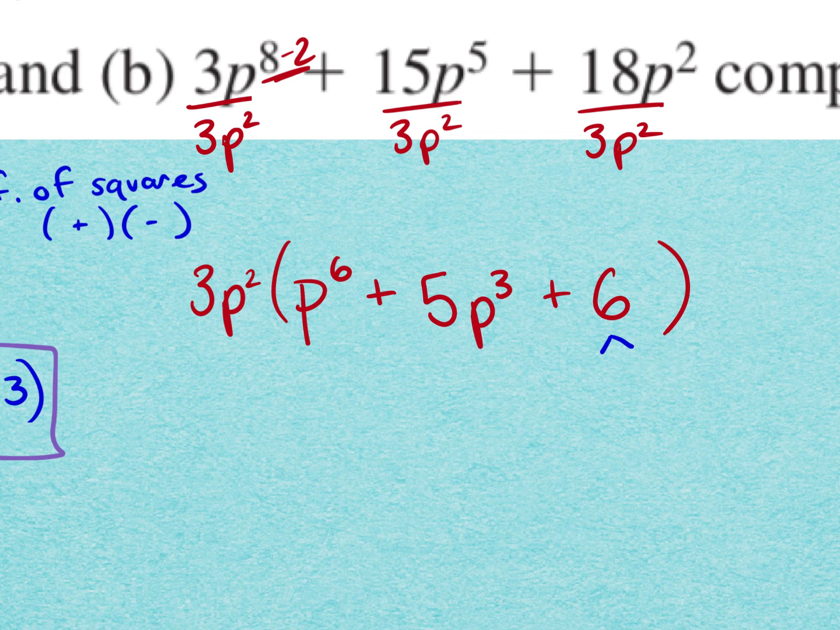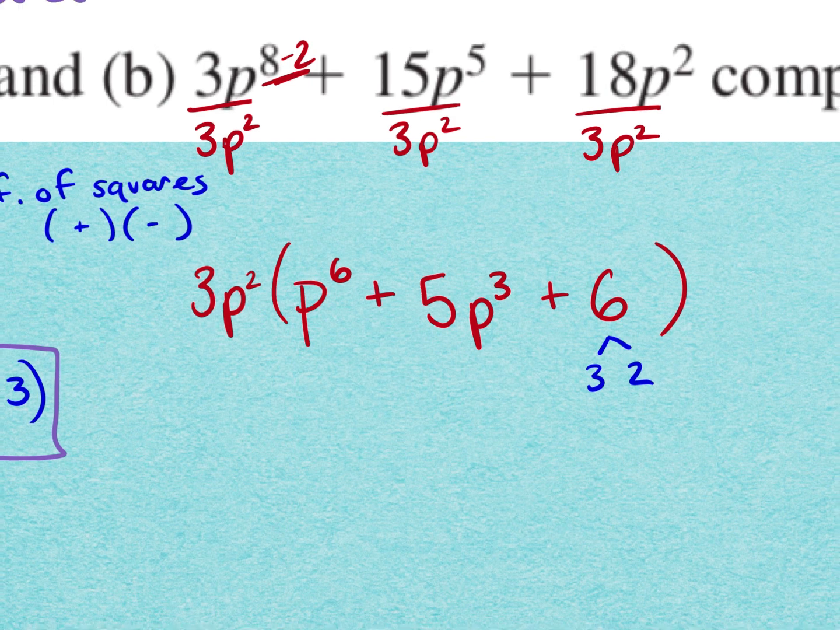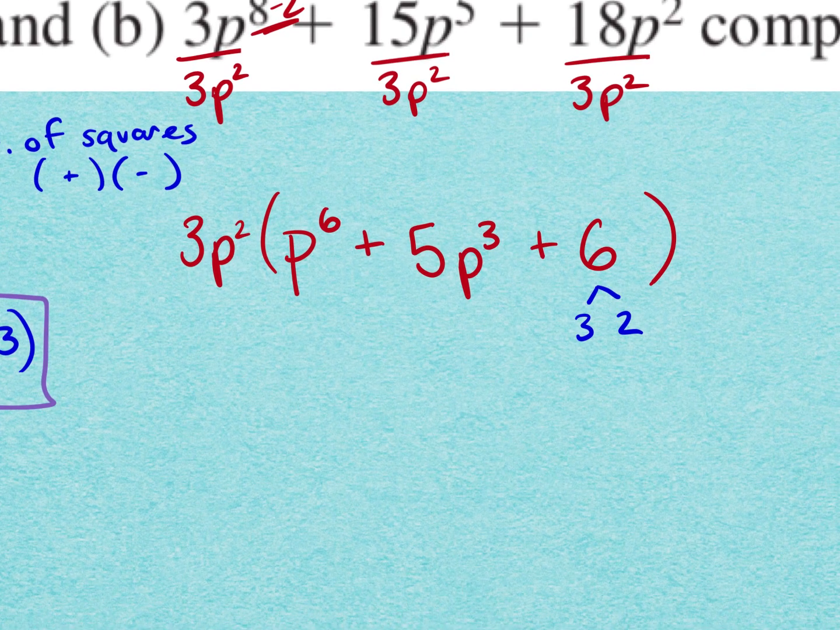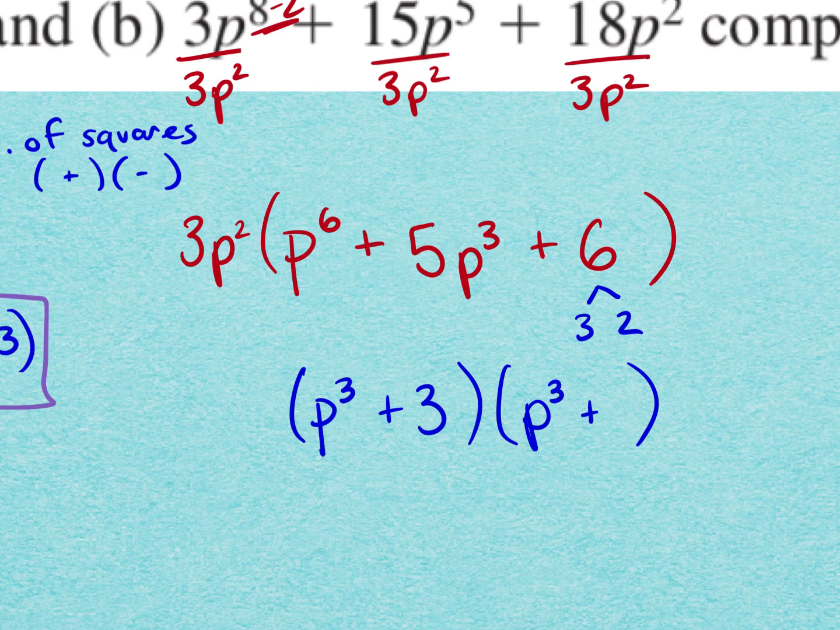Do I have 2 factors of 6 that add to 5? 3 and 2. 6 and negative 1 doesn't work because that would multiply and give us negative 6. So 3 and 2. What do you think is going to go into my parentheses? Awesome. P cubed plus 3 and p cubed plus 2.